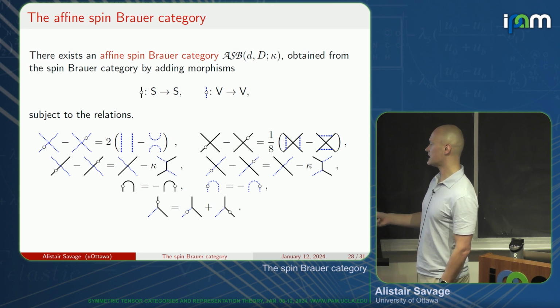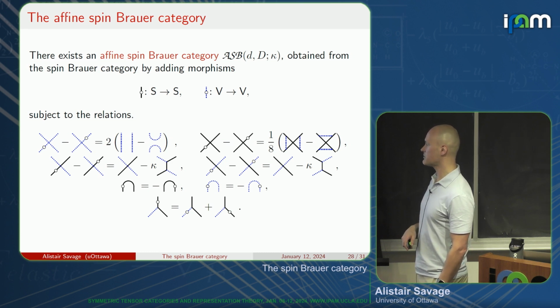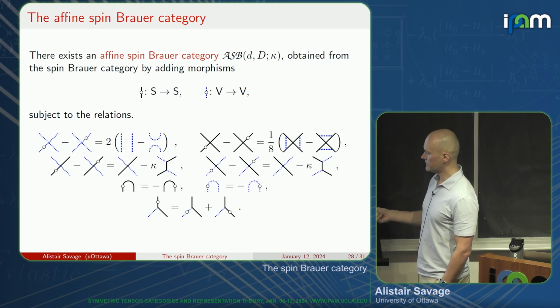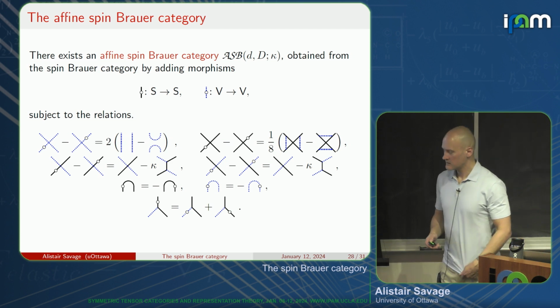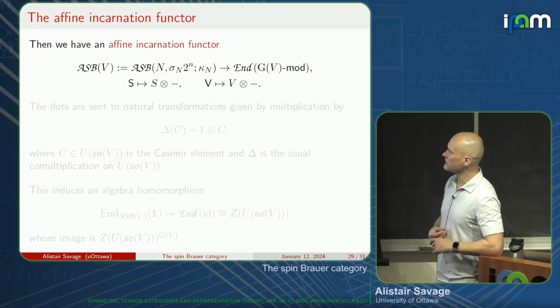And then these dots, when they slide over caps, you pick up a minus sign, and when they slide through a trivalent vertex, it splits into 2 dots like this. Right, so these are the relations. So what do we do with this affine category? We have an affine incarnation functor.